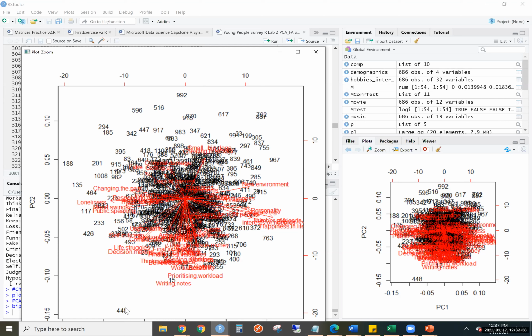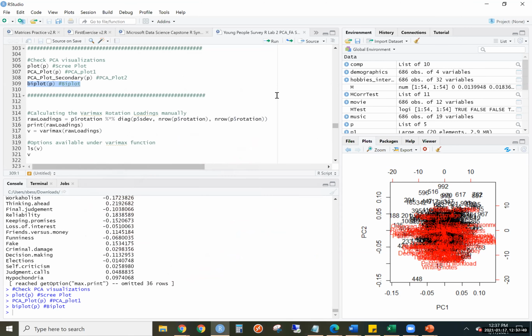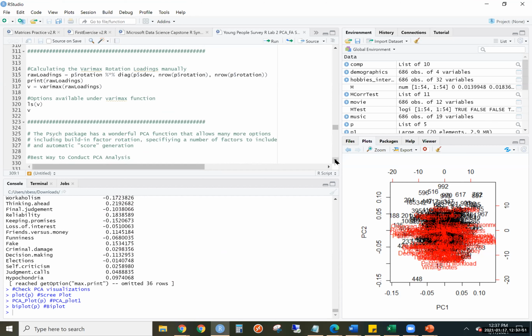So if you were only looking at, to show that subject ID 448 is an outlier as well as some of these top ones above, then the biplot might be a good visualization for that. I'm going to skip this next section here, but this is just showing you how to change your raw scores in PRComp to an actual Varimax rotation loading.